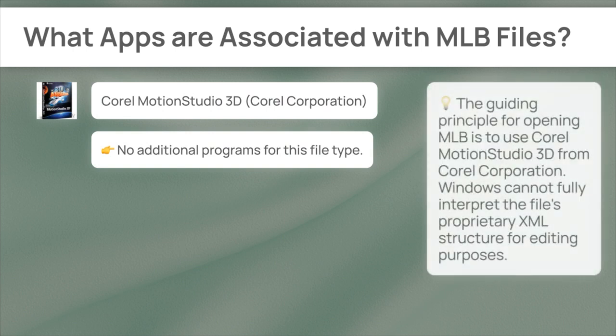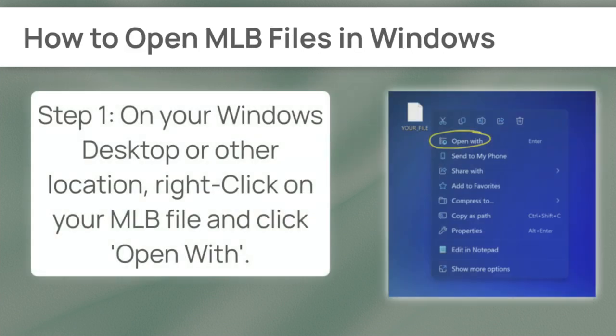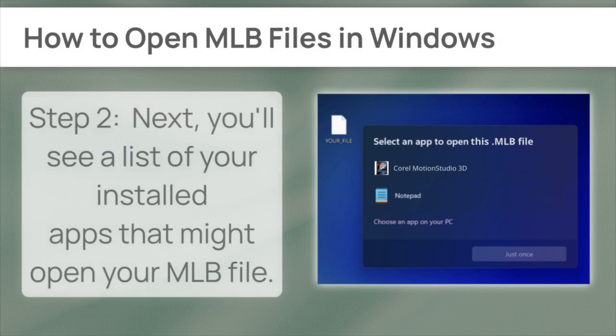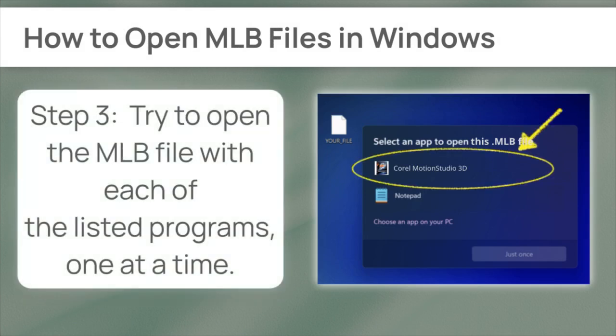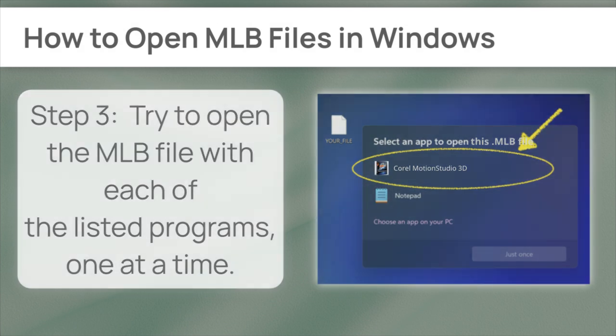Windows cannot fully interpret the file's proprietary XML structure for editing purposes. Windows lacks full understanding of custom data formats, so proper reading requires dedicated tools. Your key action: right-click the MLB file and choose Open With. Test Corel MotionStudio 3D if it's an option. If not, select another application. Testing is the most reliable way to find the issue.